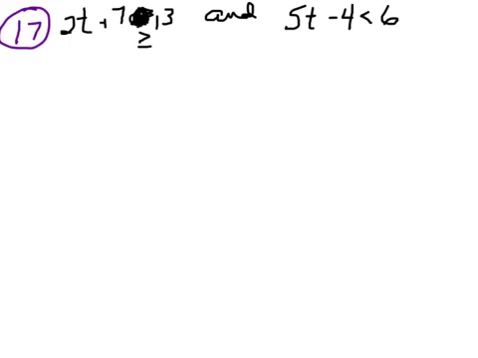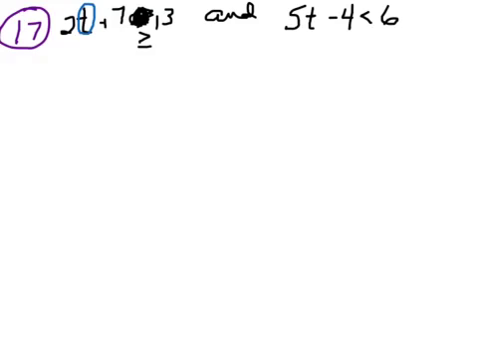So here we go. We need to take each equation separately, or inequality separately. It's called an equation when there's an equal sign. It's called an inequality when there's a greater than or less than. So let me start over here and solve for the one that I wrote first: 2t plus 7 is greater than or equal to 13.